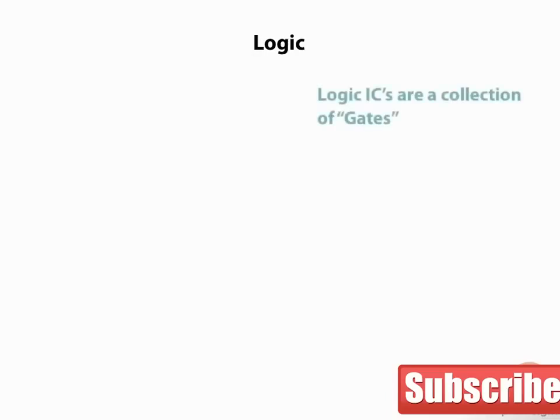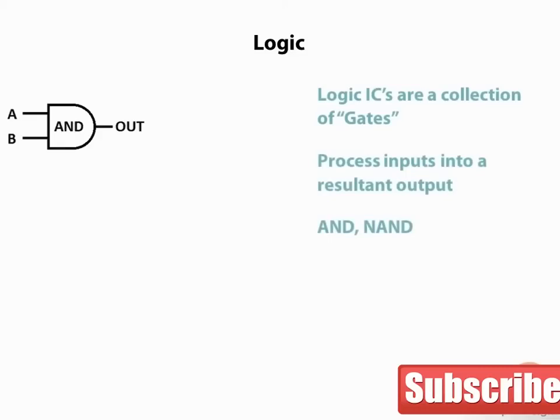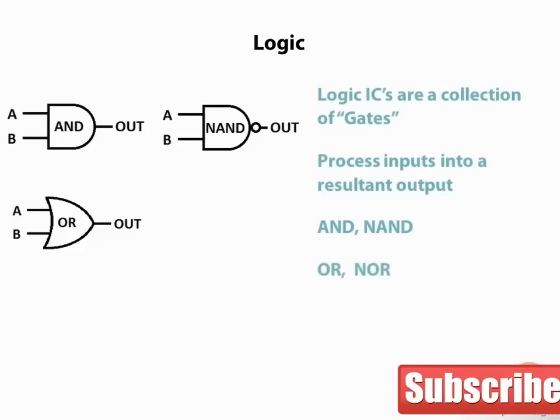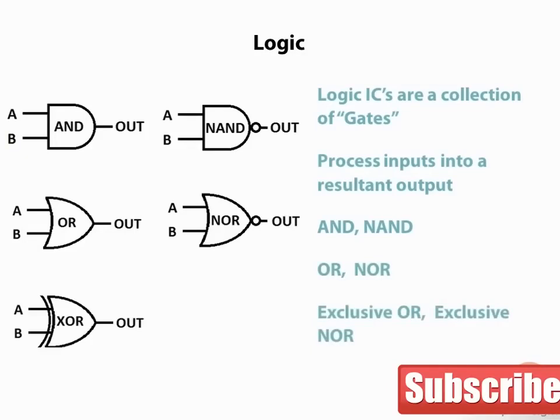Logic ICs are a collection of gates. Gates are circuits that take binary inputs and output a logical decision based on the type of gate. Different types of gates are AND and NAND, gates shown by the symbols on the left. Also, OR and NOR, and exclusive OR and exclusive NOR, 6 basic types.